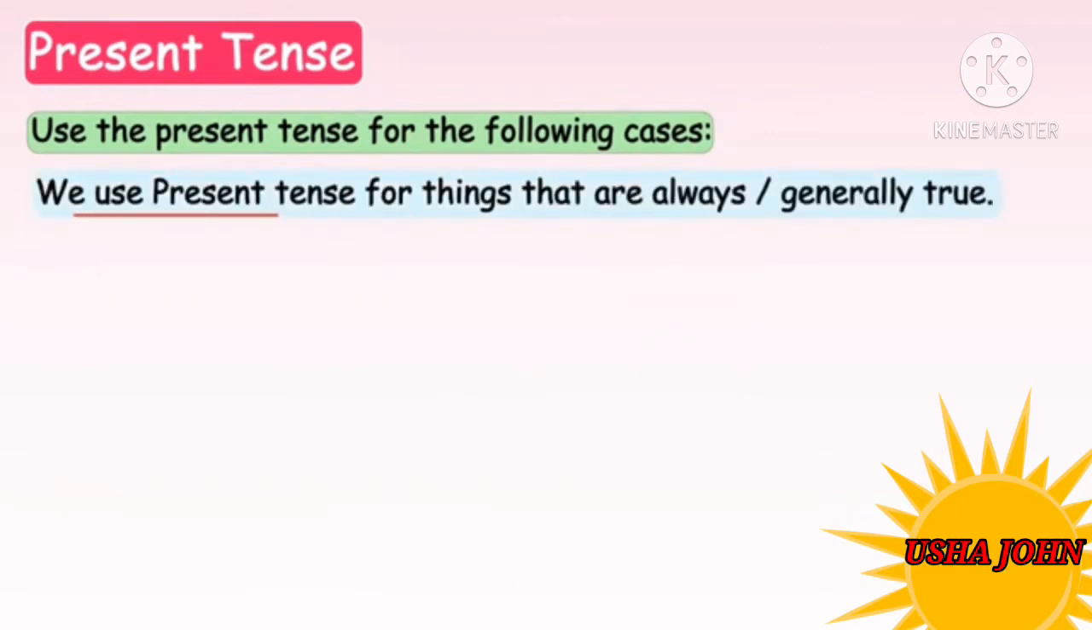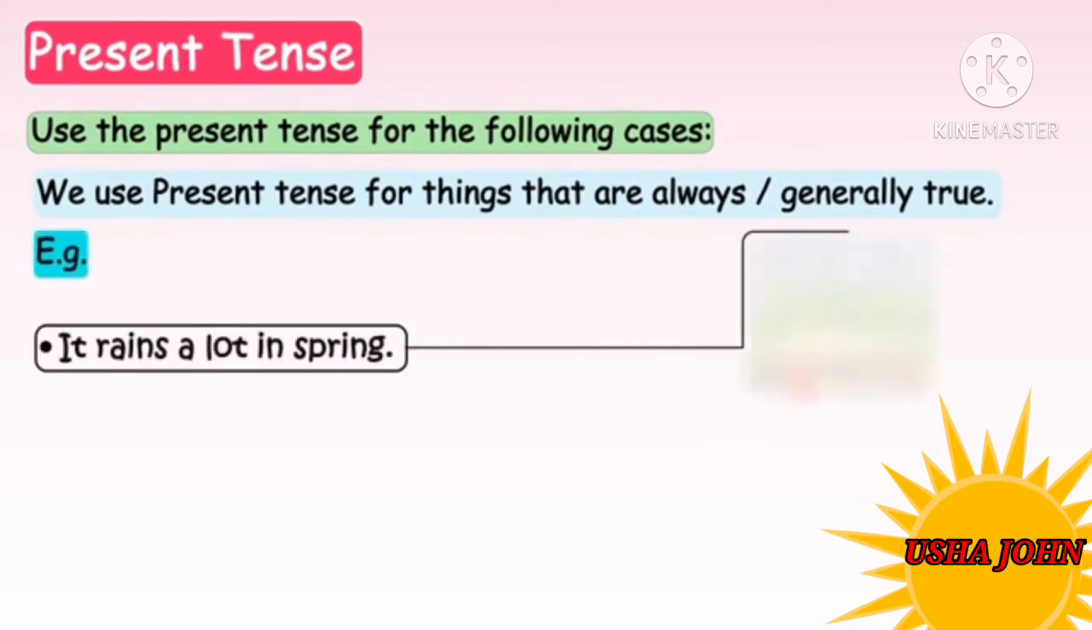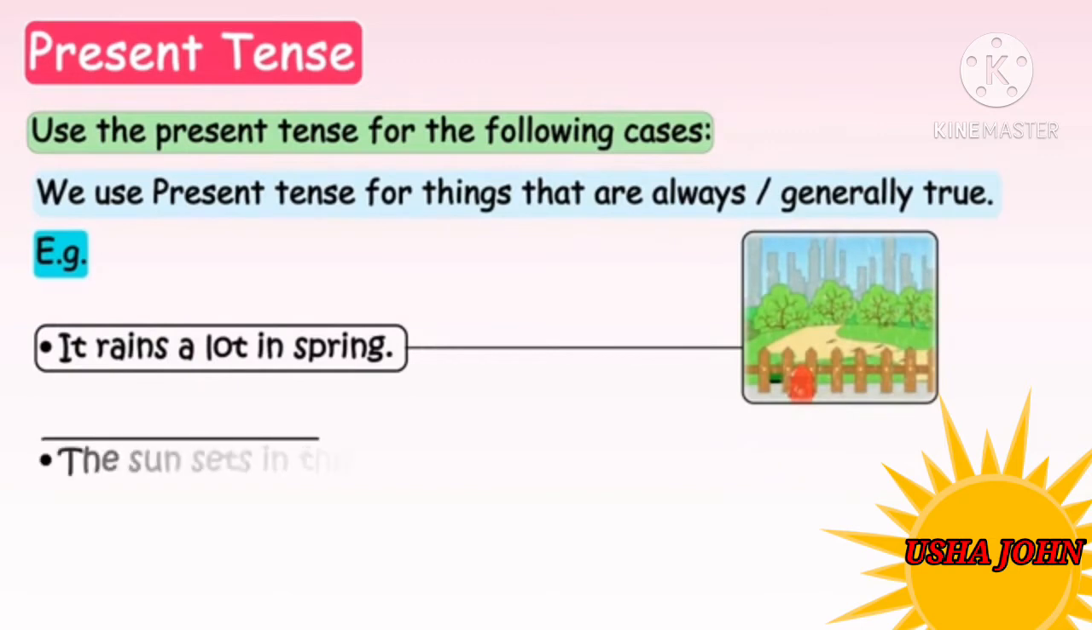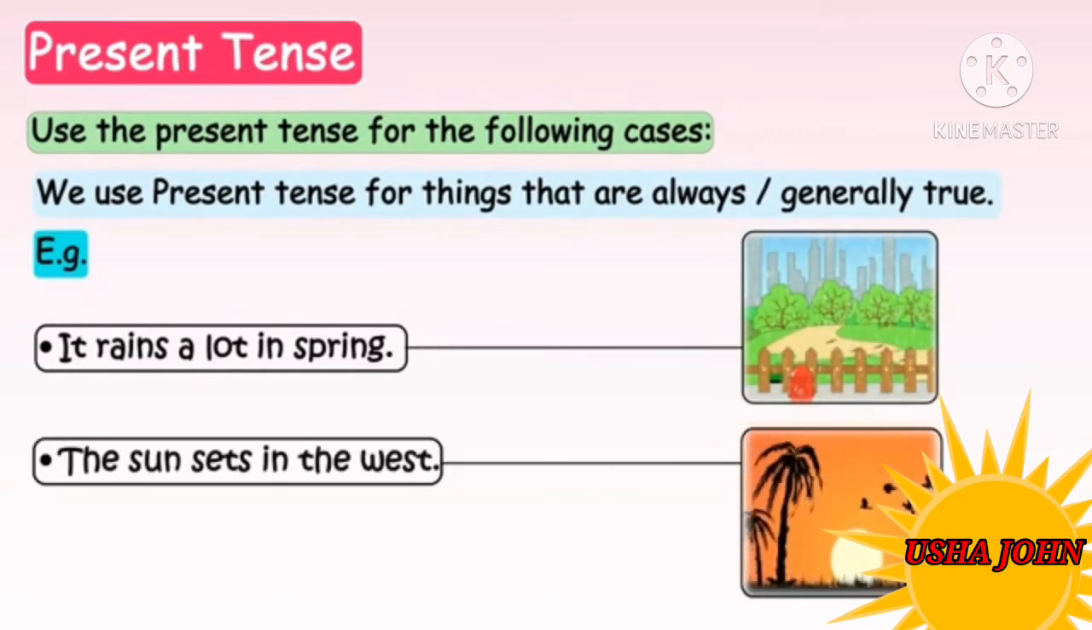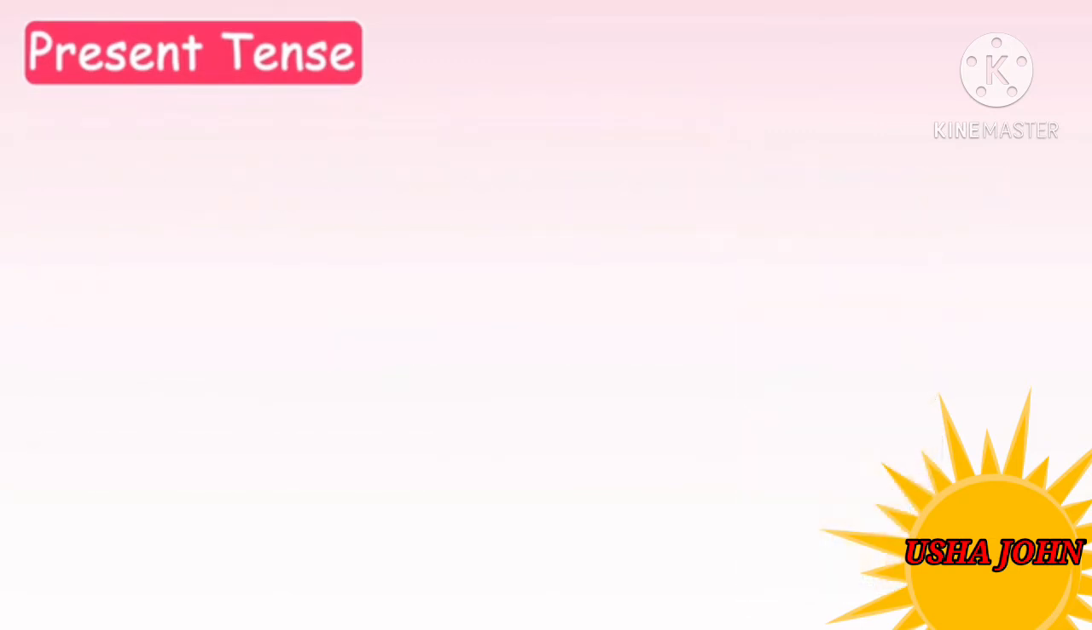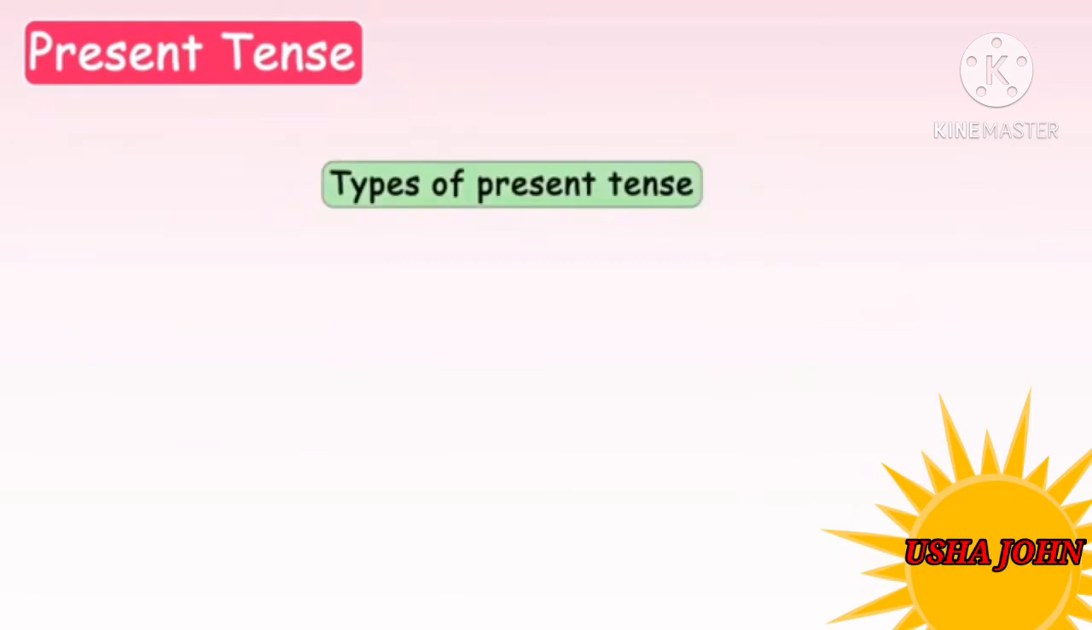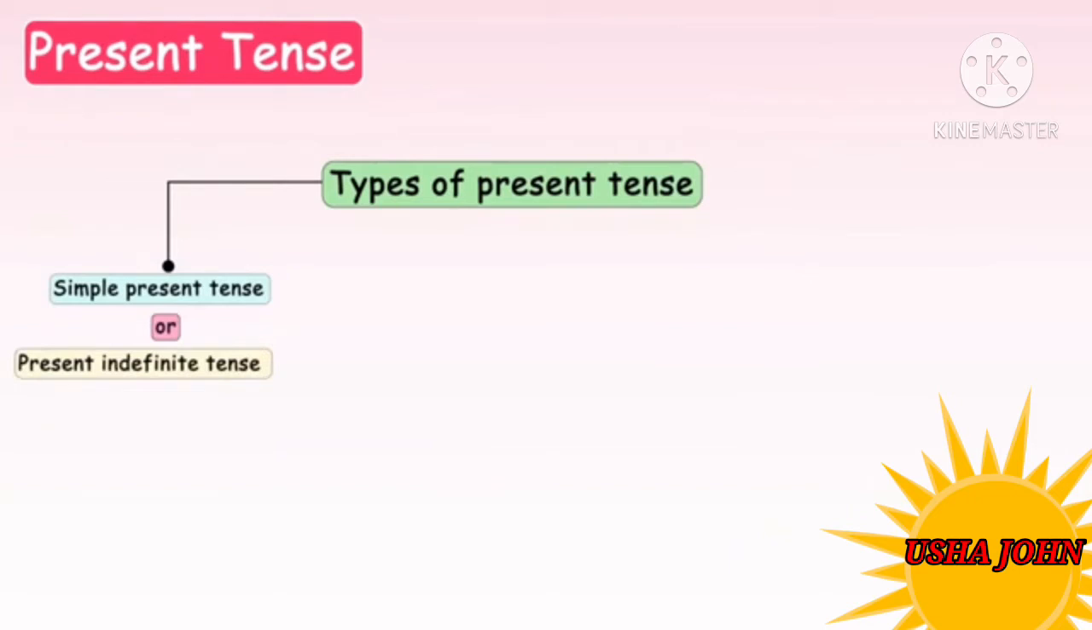We use present tense for things that are always or generally true. Example: it rains a lot in spring. The sun sets in the west. Universal facts. Types of present tense: simple present tense or present indefinite tense.